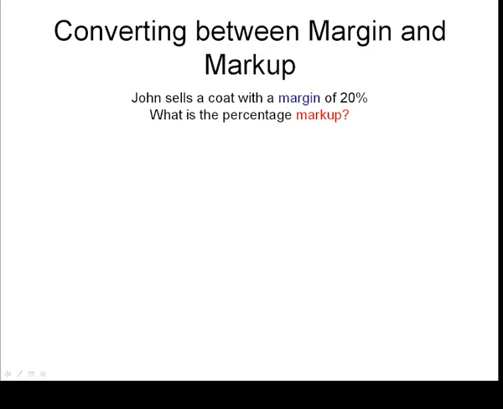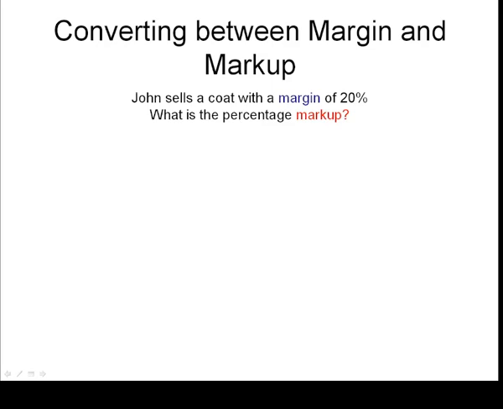So in this question we're told that John sells a coat with a margin of 20% and we want to figure out what the markup on this coat is. So again, margin is a percentage of the selling price. It's what the salesman makes as a percentage of what he sells it for, and markup is what the business makes as a percentage of what it cost.